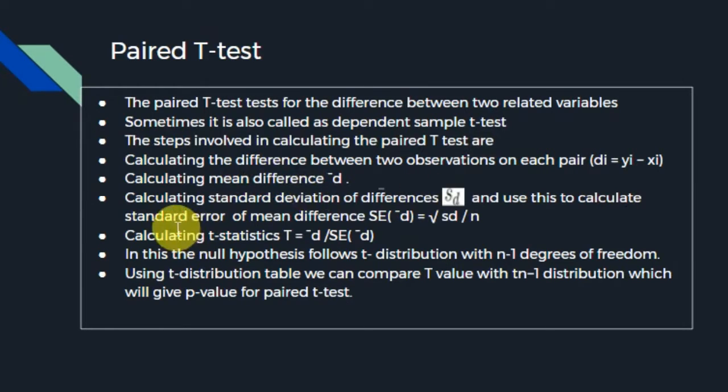Then we will be calculating the standard error by using the standard deviation, which helps us to find out the t statistic using the mean difference and the standard error. Here we will be comparing this value with the t distribution table to know the p value, which will help us to draw the conclusions.